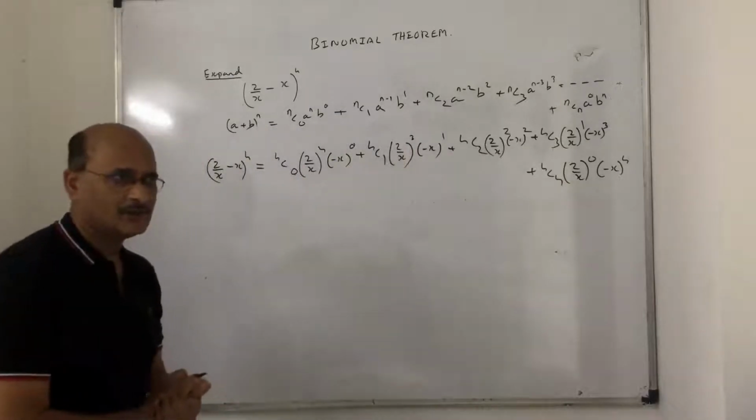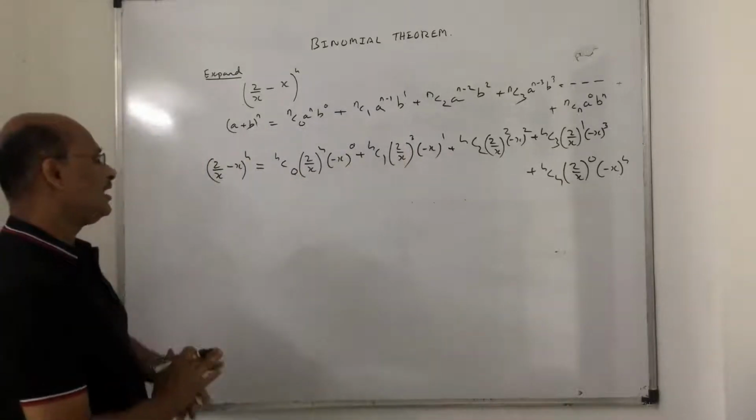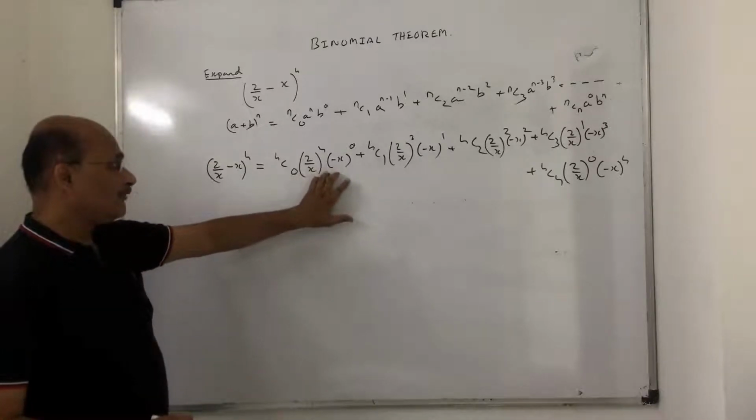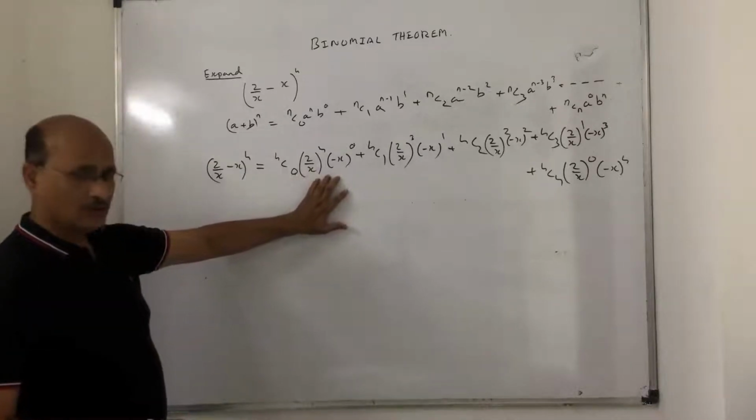Any issue in this? Got the message clear? Okay. Now you will just find 4c0. You know what the value is. You can simplify and cancel also. There is no issue at all.